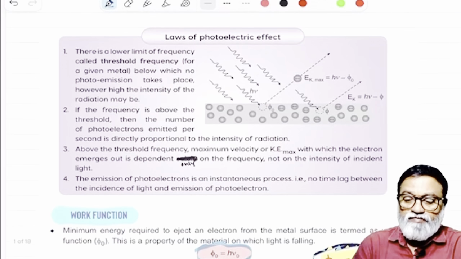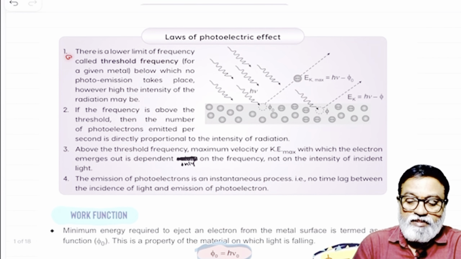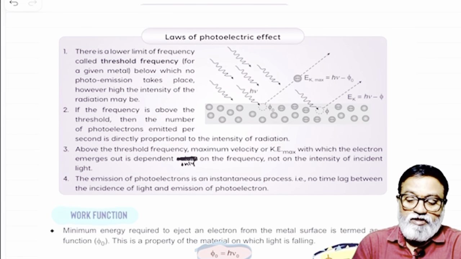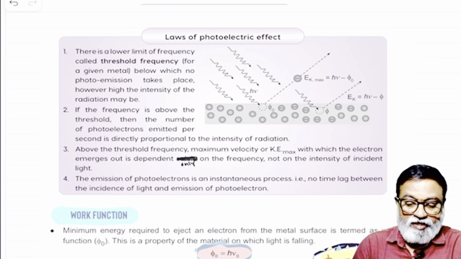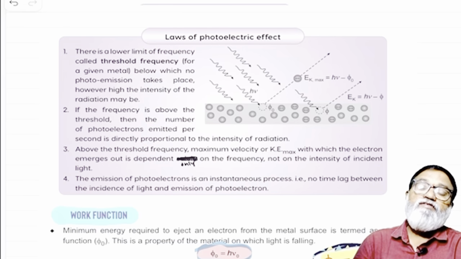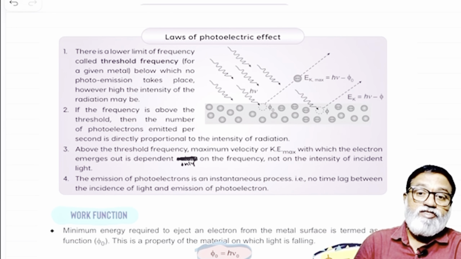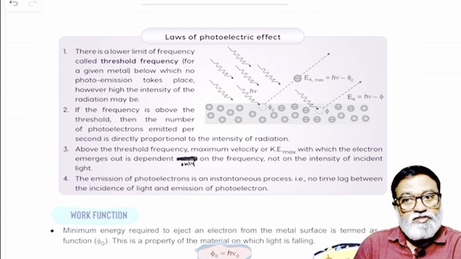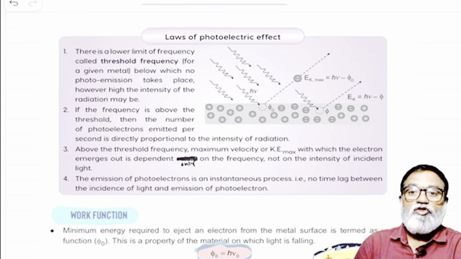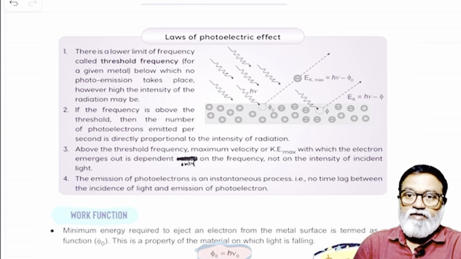Here are the laws of photoelectric effect. There is a lower limit of frequency called threshold frequency. This is different for different metals, below which no photoemission takes place. However high the intensity of radiation may be, it does not depend on intensity, only on frequency. If the incident light frequency is greater than that minimum value, the threshold frequency, then only electrons are emitted.